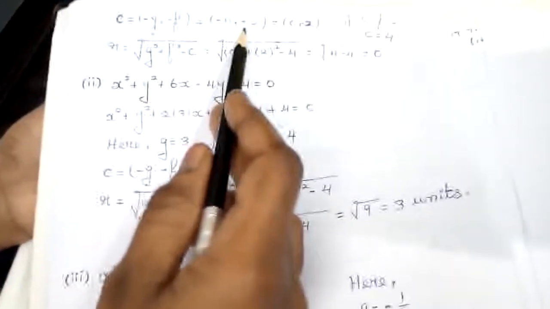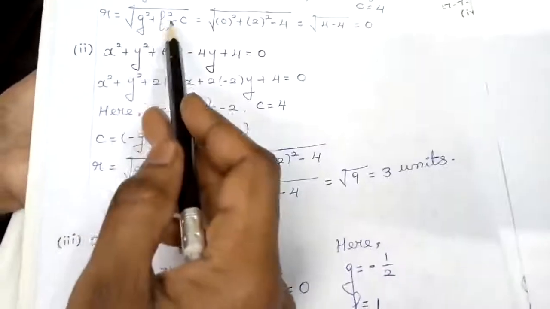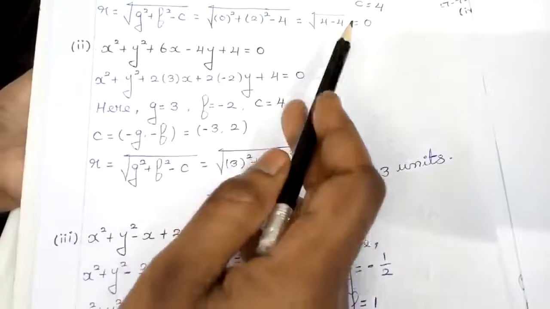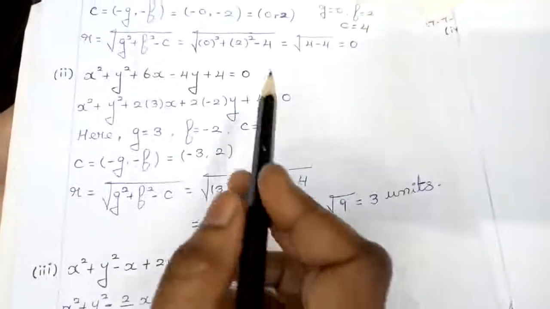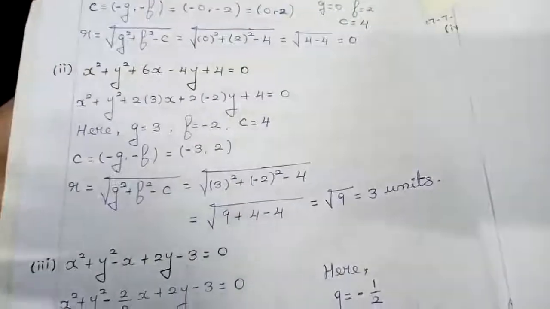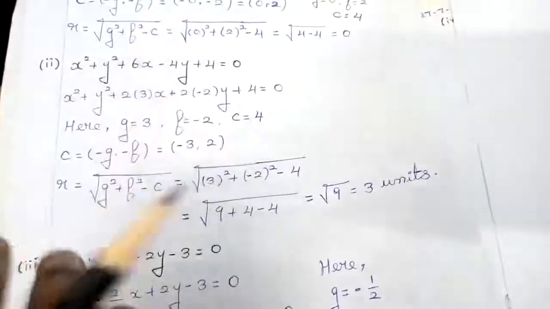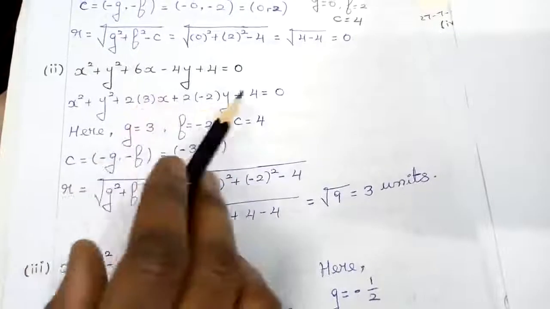For the center we use the formula minus g comma minus f. Substitute the values and you will get the answer 0 comma minus 2. And radius is root of g square plus f square minus c. Substitute the values, and finally you will get radius equal to 0. This is the way you find the value for radius and center, using the same concept for the remaining 3 sums.